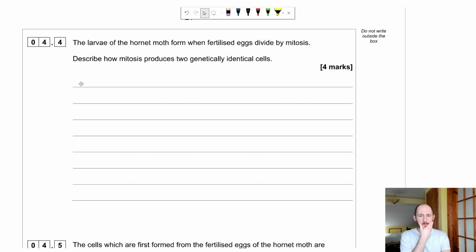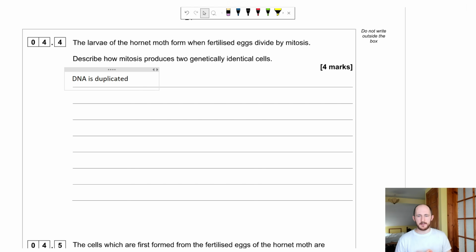But whatever. So these are the 4 bullet points that I use. But if you have your own 4 bullet points, that's completely fine as well. But again, you just want 4 bullet points that get you the 4 marks. 1 mark per bullet point. That way, even if you forget 1, you're still getting 3. You know what I mean? So, what happens first? Well, the DNA is duplicated.